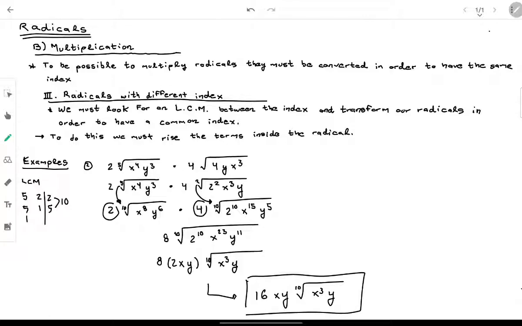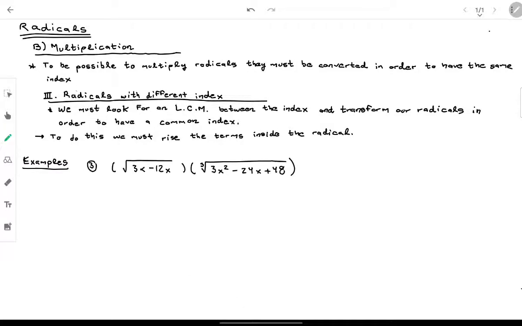So as I was telling you on the last exercise, the idea is we need to change our radicals in order to be the same radical. How do we do it? The number that we need to multiply is the number that we will raise the terms inside that radical. Let's see another example. This exercise is going to be with polynomials, but it's going to be exactly the same. So how do we do it?